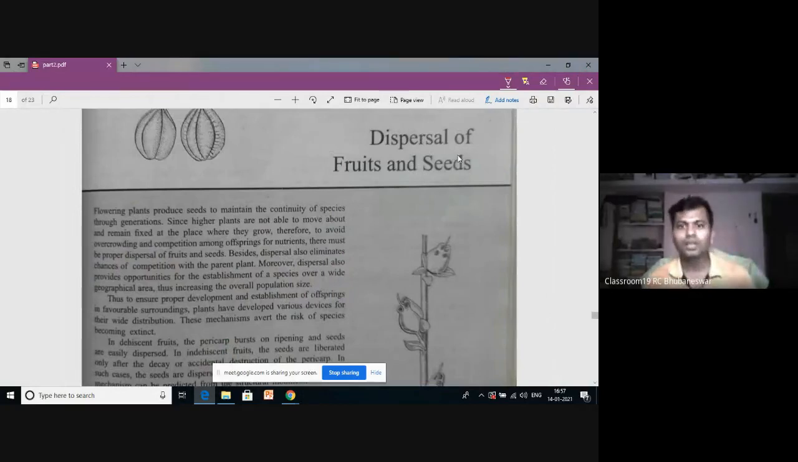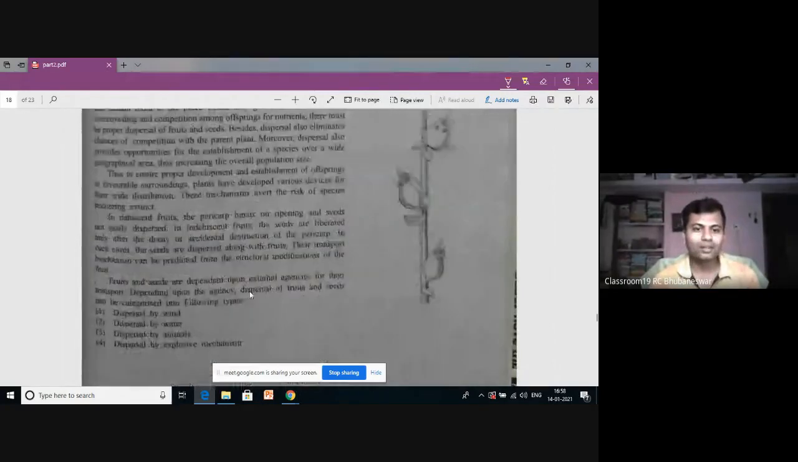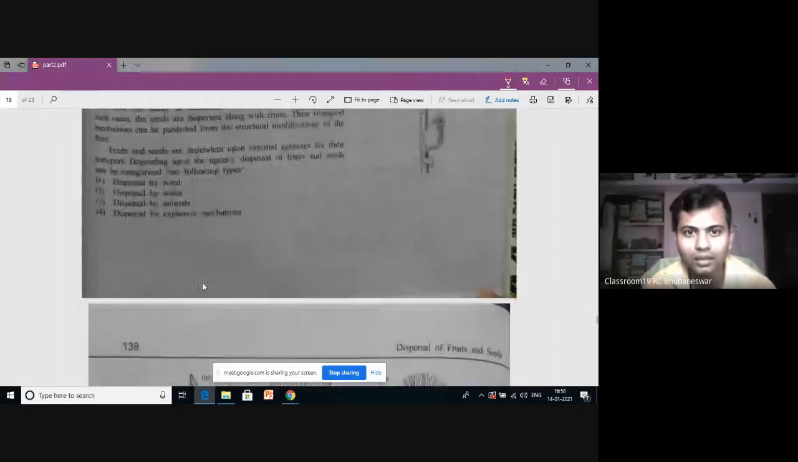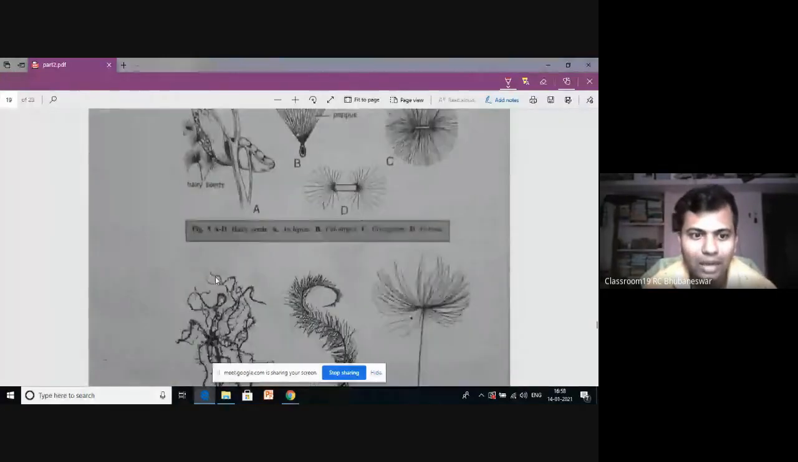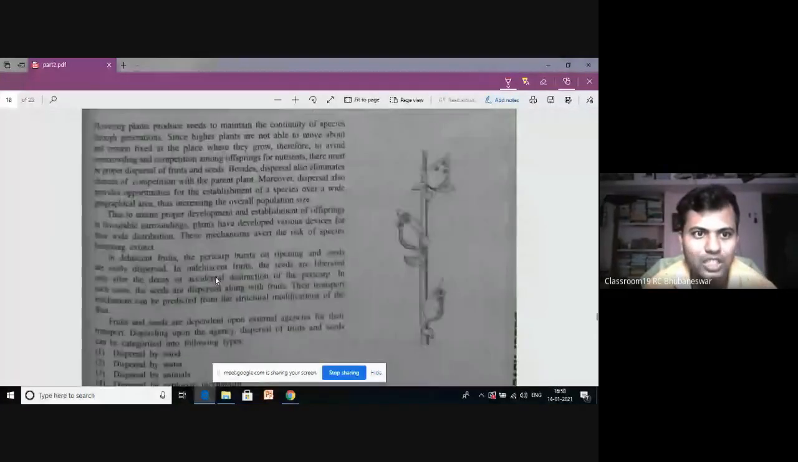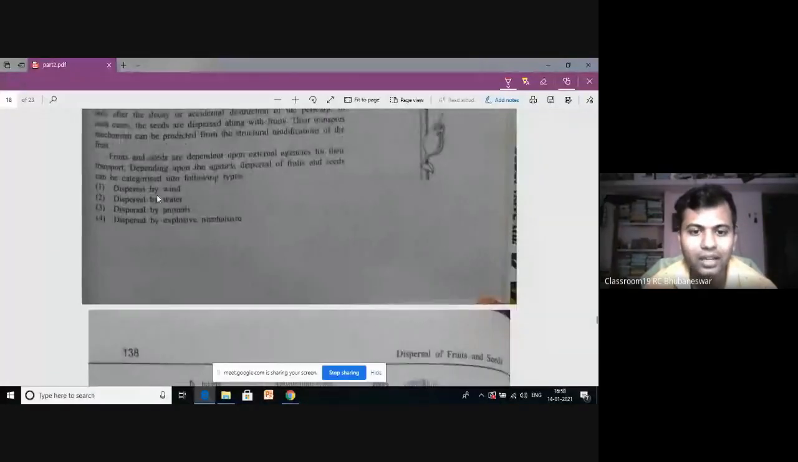Look at here, now we are having the dispersal of fruit and seeds, meaning how the seeds and fruits are moved or transmitted from one place to another place. There is some agency: wind, water, animals, and some plants also have an explosive mechanism for the dispersal. The first mechanism is dispersal by wind.